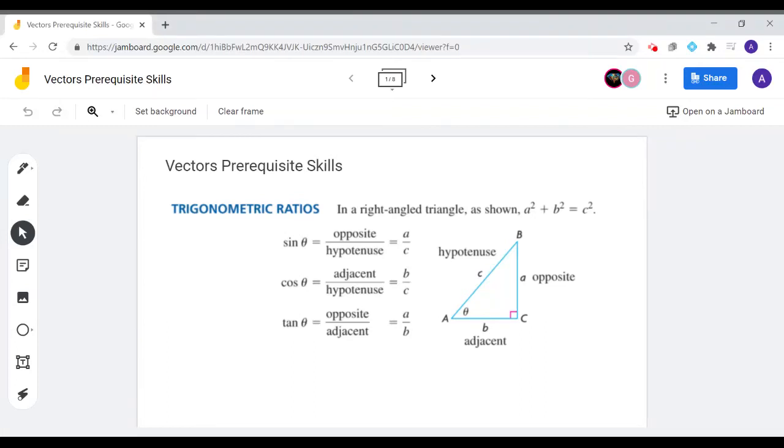Hello everybody, here's our video on prerequisite skills for vectors. These are just some reminders about working with triangular trigonometry.